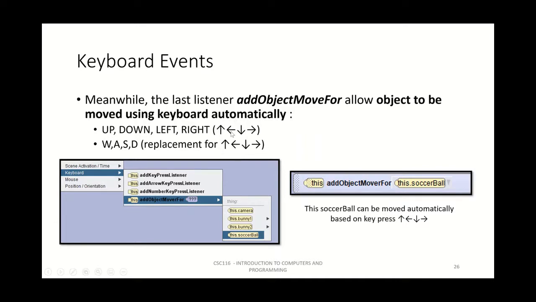That means by the last listener, add object move 4, you can make the object move automatically by using the arrows or certain letters. Okay, so this is for the keyboard event.